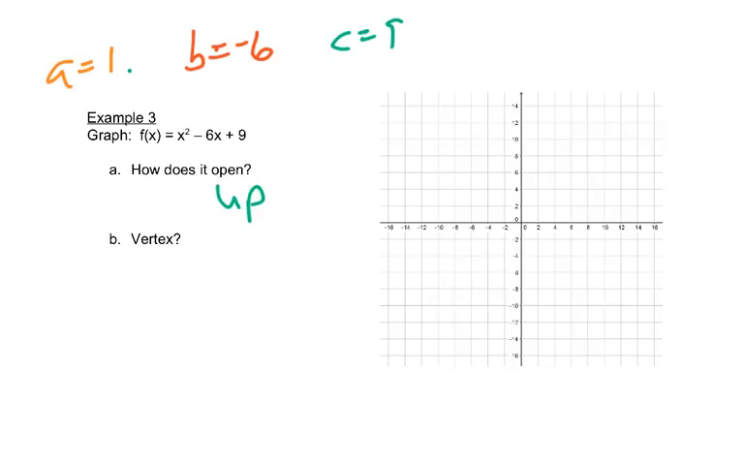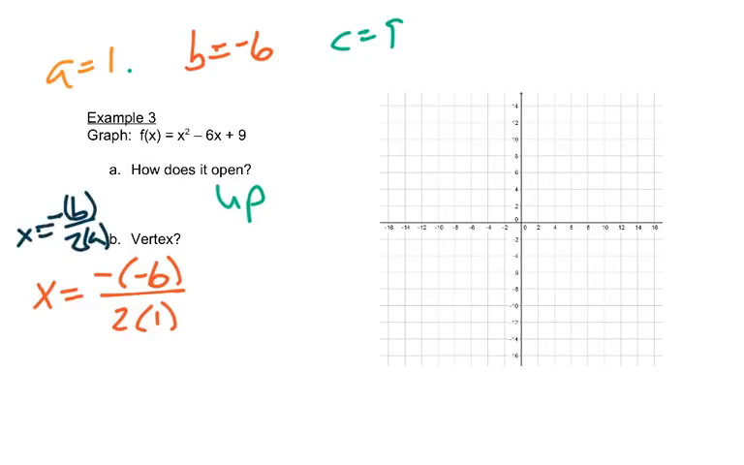So let's look at the vertex. X is equal to the opposite of B over 2 times A. Remember, that's the formula. So we get the opposite of -6 is 6, over 2, which is 3.